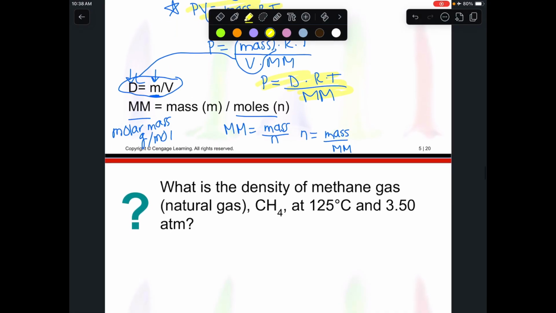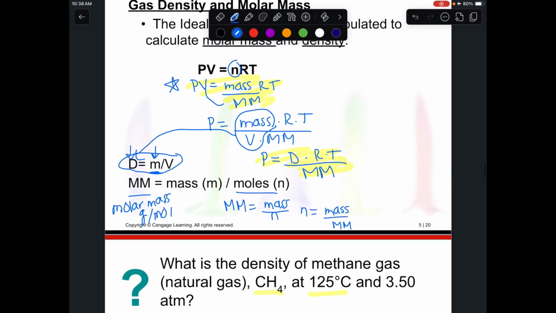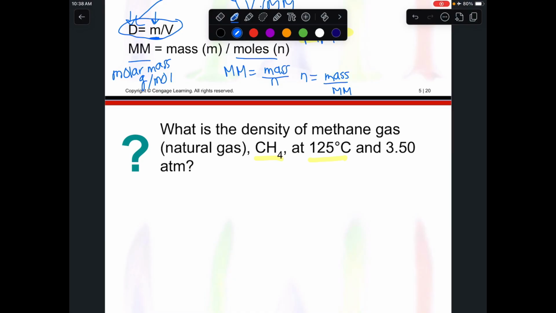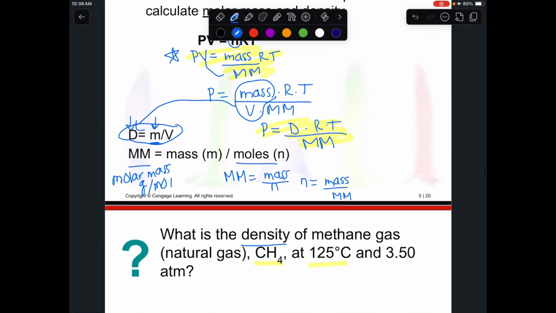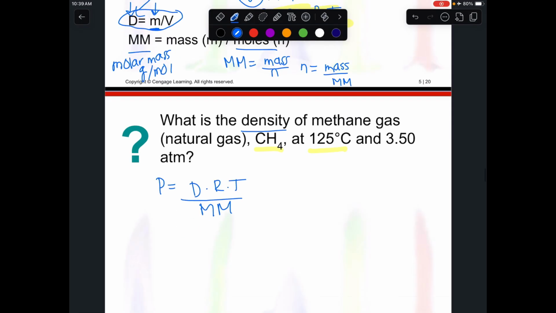What is the density of methane gas? Methane gas is just natural gas. That's what shale drilling is. Methane has a formula of CH4, and we are given a temperature and a pressure. So I'm going to use my equation that I've solved for. I will not provide you with these equations, so you will have to know how to solve for them or have them provided to you in some method, depending on what course you're in. I'm going to utilize the second equation because I'm trying to find density. So P equals density times R times T over molar mass.